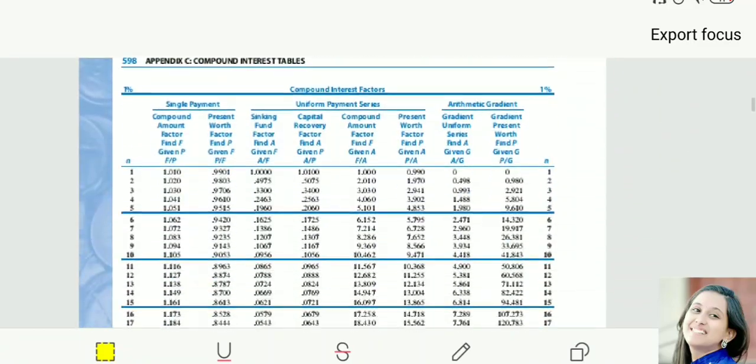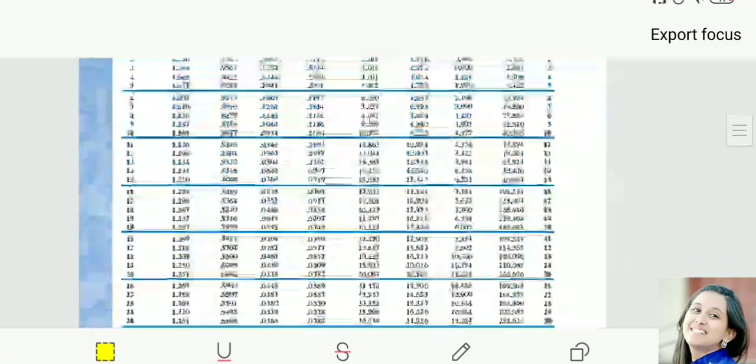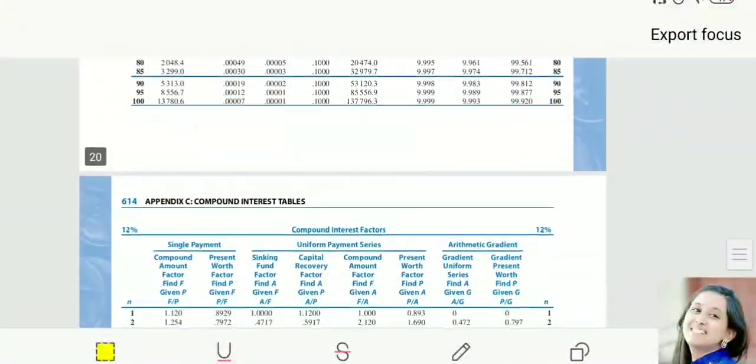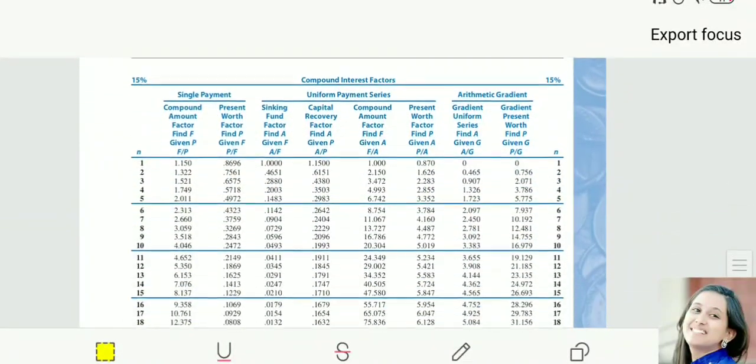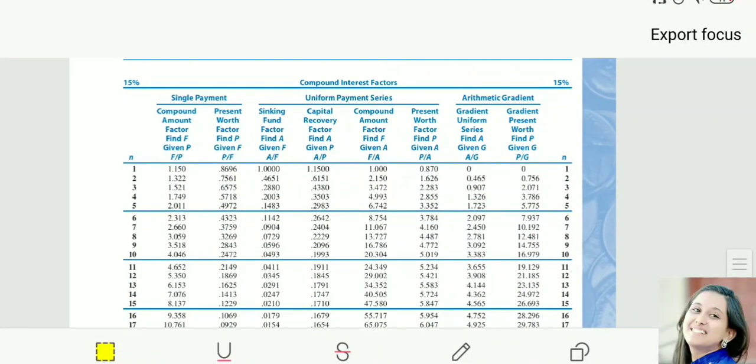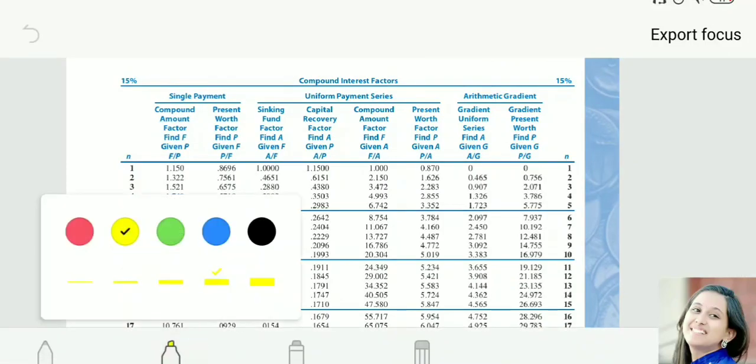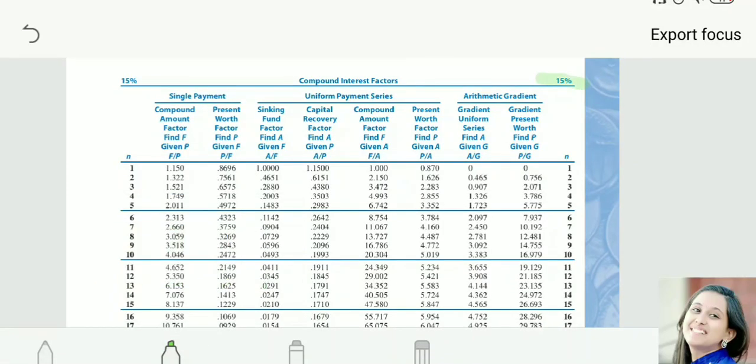So now we have to check for 15% and 10 years. Okay, so see, this is 3/4%. Now we have reached 6%, 8%, 12%. Yes, this is 15%. So you are able to see here, this is 15%, right? And what we have to see, what we are finding out.